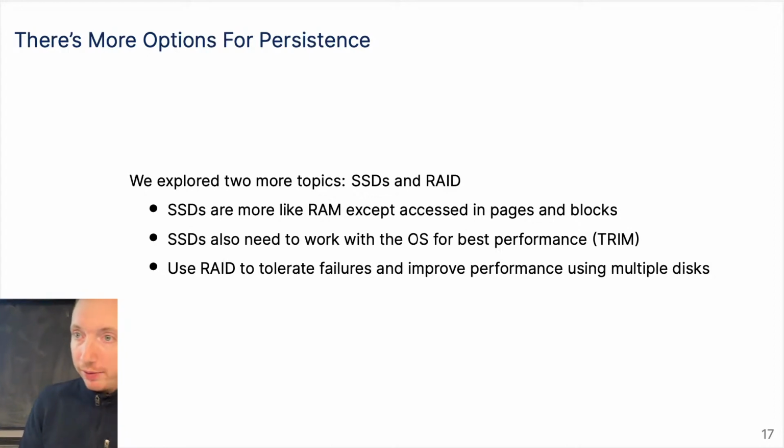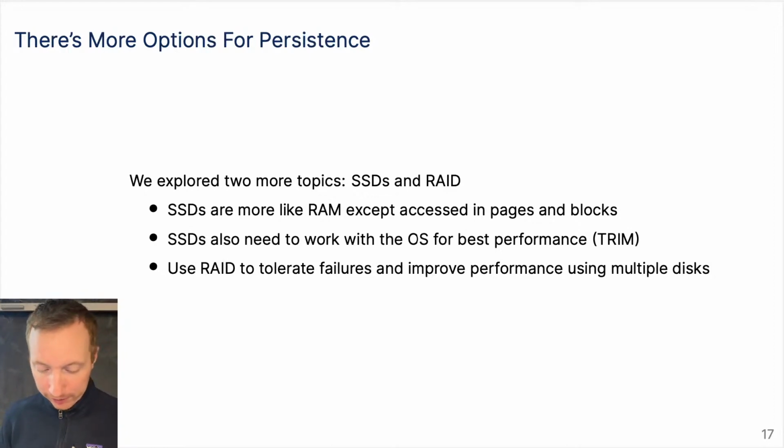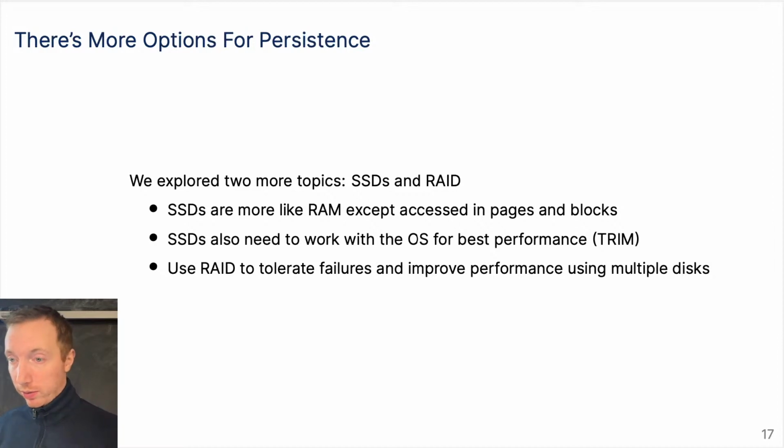And we saw RAID, or the redundant array of independent disks, to tolerate failures and improve performance using multiple disks. There's a lot of ways to arrange that, and a lot more exotic kinds of file systems and solutions. But the major ones are RAID 0, 1, 5, 6, and then RAID 10, which, as we saw, is just a combination of RAID 1 and RAID 0.